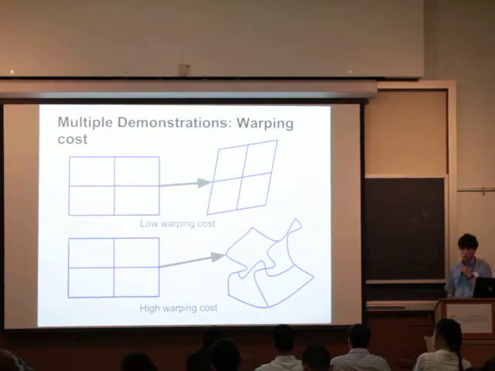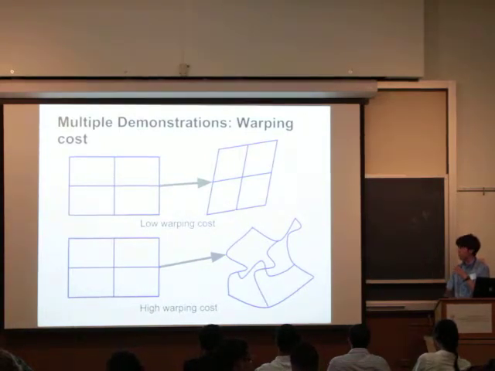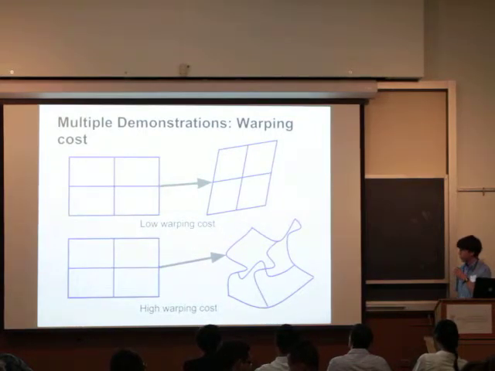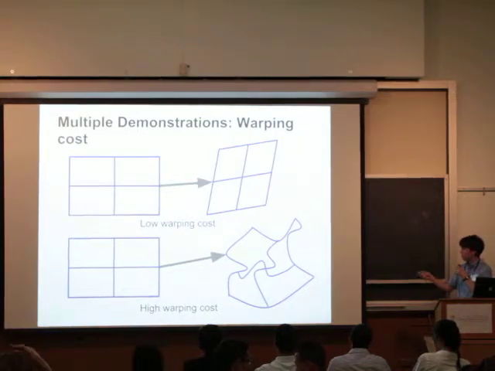Now that works great if you only have one demonstration, but what if you have multiple demonstrations? You have multiple demonstrations basically to cover a larger space of the different object states. In order to use multiple demonstrations, you have to figure out which demonstrations are similar to other demonstrations. The simple way to do that is to actually look at the transformation.